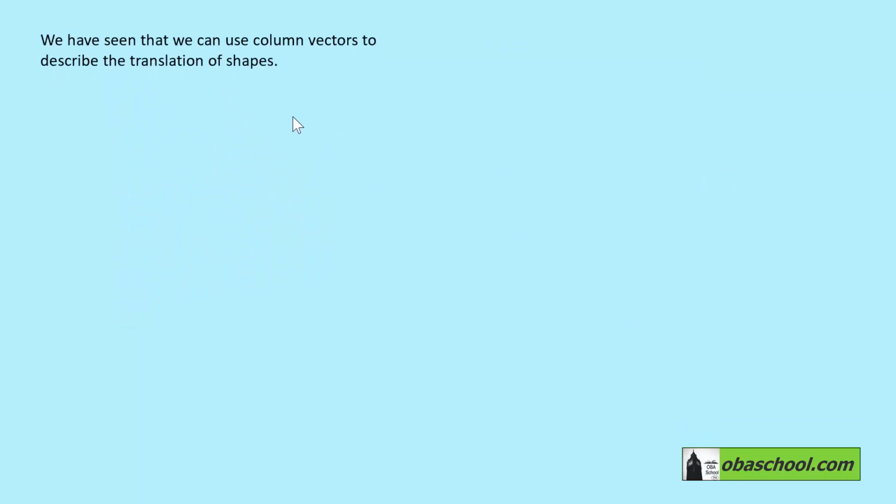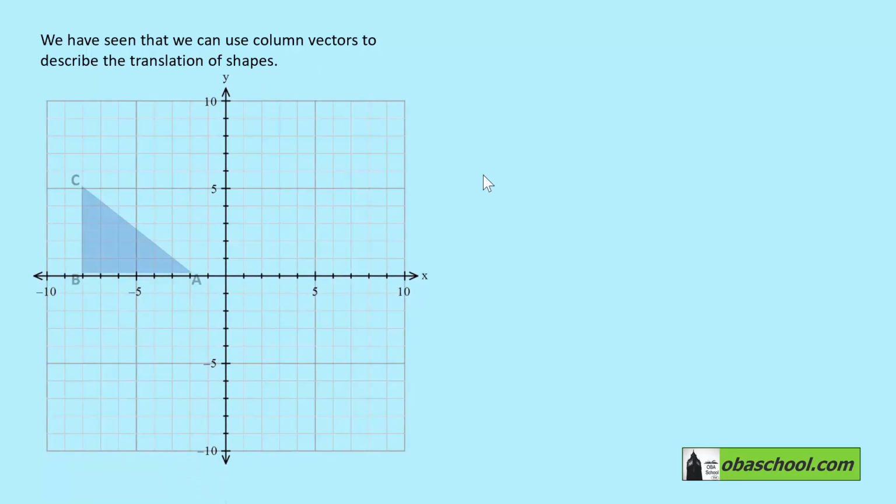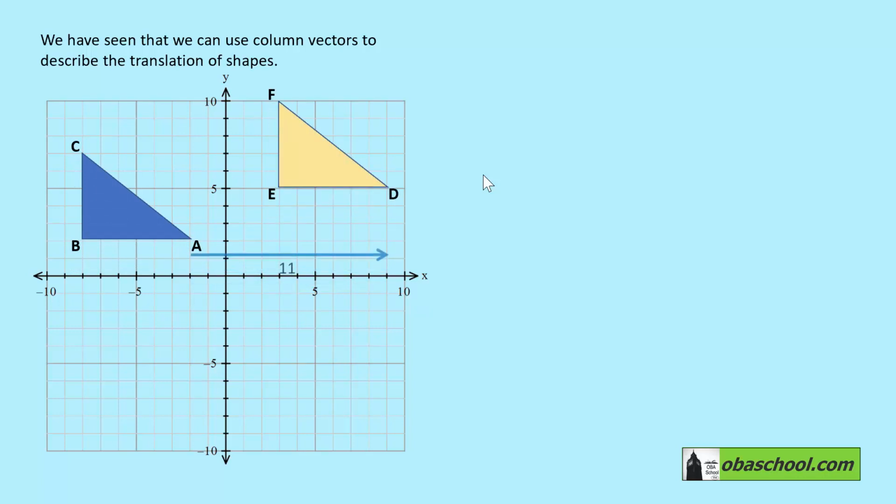We have seen that we can use column vectors to describe the translation of shapes. So, for example, we've got a triangle ABC, we've got another one over here, DEF, and if we look at A, which is the point that corresponds to D, to get from A to D we've gone 11 across and 3 up. So to move this triangle to this triangle is (11, 3).